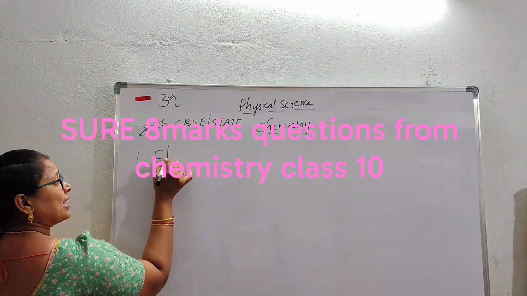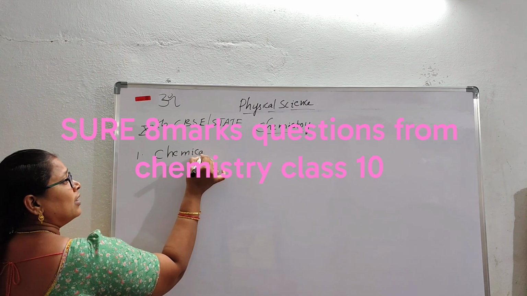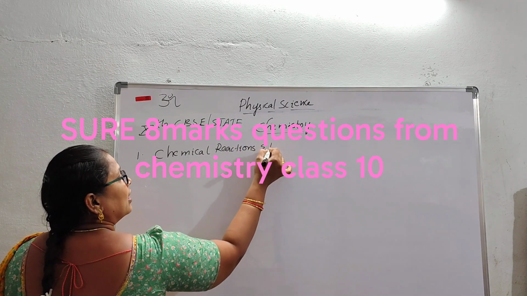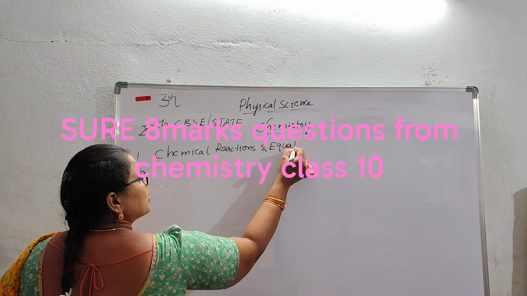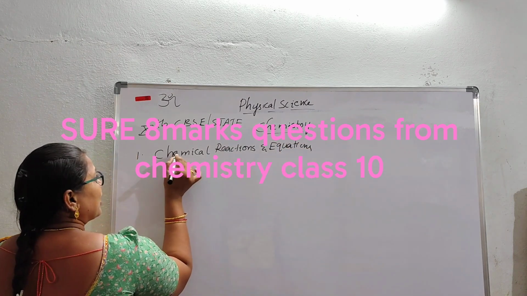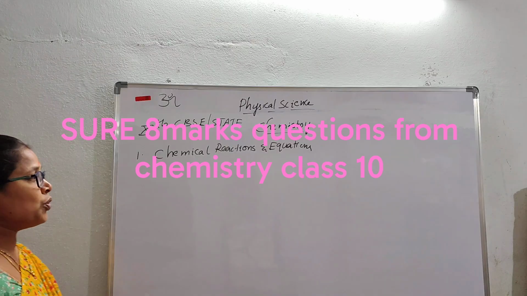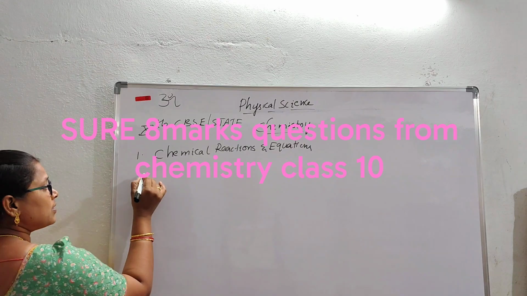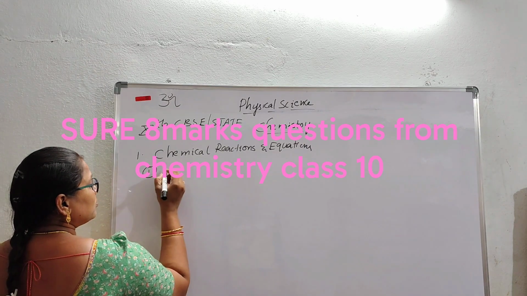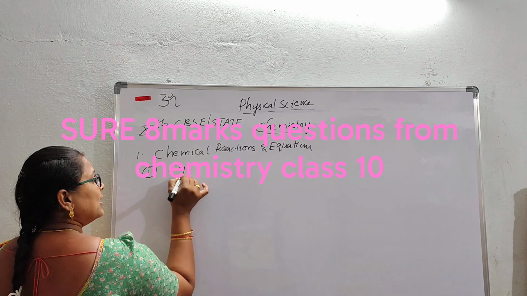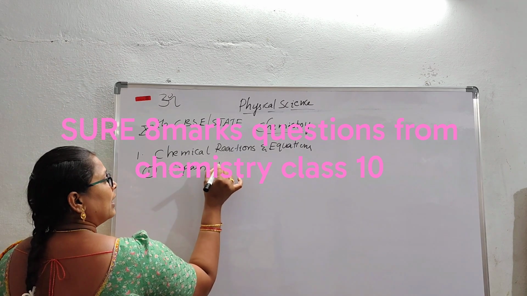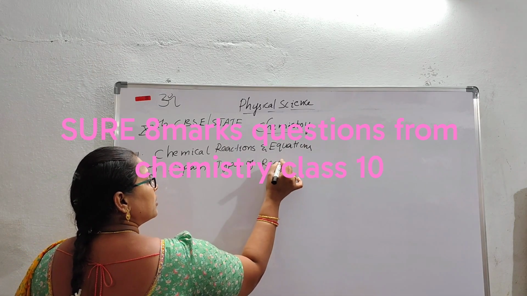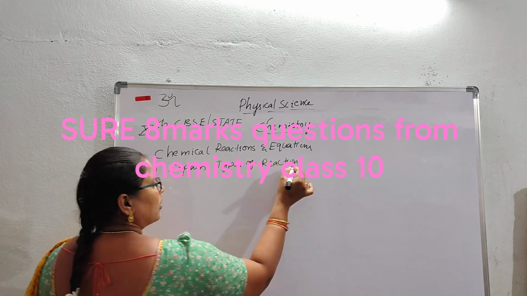First one is chemical reactions and equations. From this lesson, there are 2 sure important 8-mark questions. They are expected questions. One is: explain types of reactions with examples.